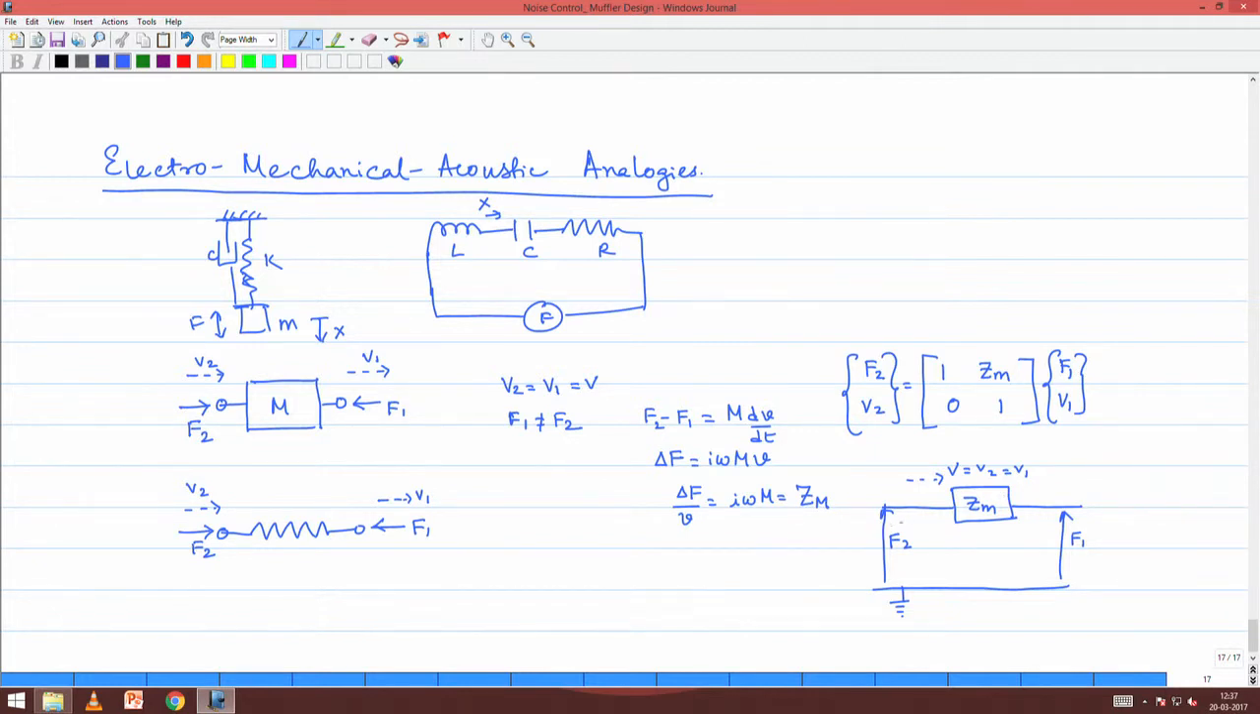And similarly, the drop in potential as this much current flows across this impedance is given by V into Zm, which is delta F. So this also says that delta F, which by definition is F2 minus F1, has got to be V times Zm. So this is the equivalent circuit corresponding to the mass element. Now, let us do the spring element also parallelly.